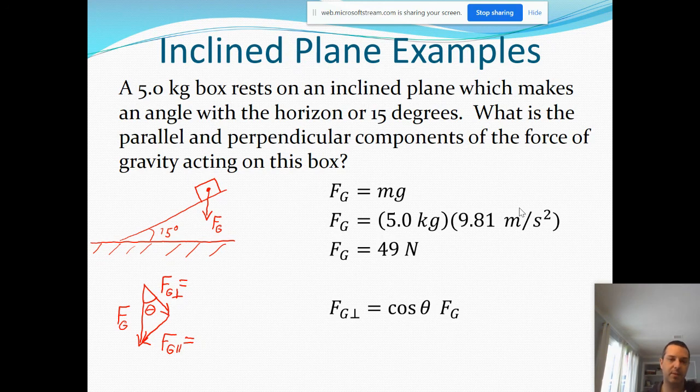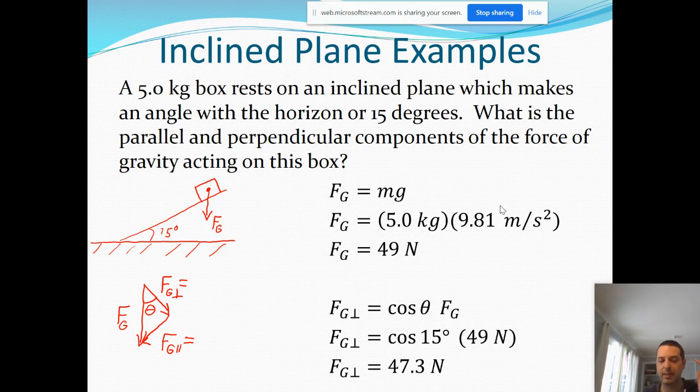First, let's find the perpendicular component. This is what's pushing into the hill, and it's also what the normal force is going to be equivalent to. Now, if you're looking at our vector diagram over on the left, you see that the force of gravity perpendicular is adjacent to the angle. So the force of gravity perpendicular is going to be the cosine theta times your force of gravity. So cosine 15 times 49 newtons gives us a force of gravity perpendicular to the hill of 47.3 newtons. So that's how much gravity is pushing directly into the hill. This, if we were determining normal force, would also be equivalent to the normal force.